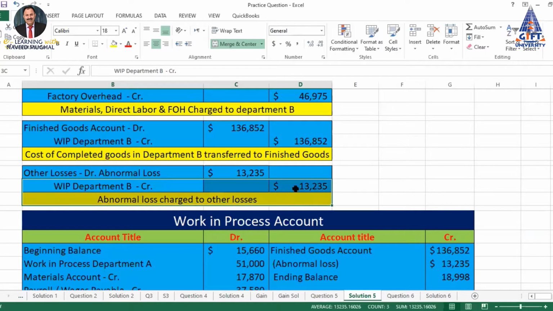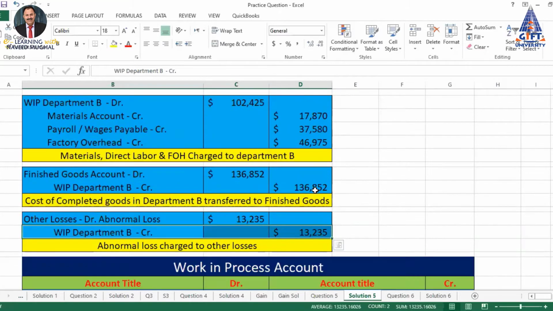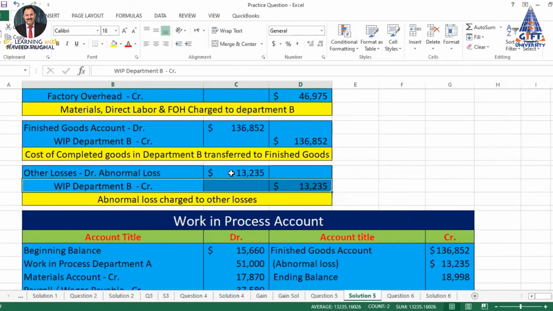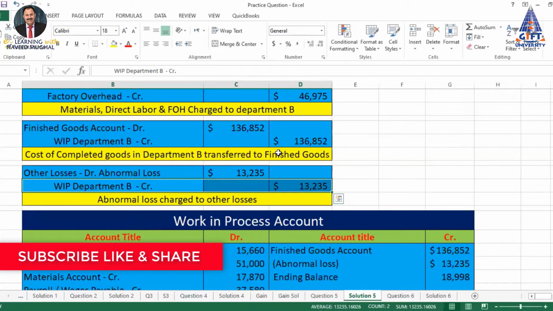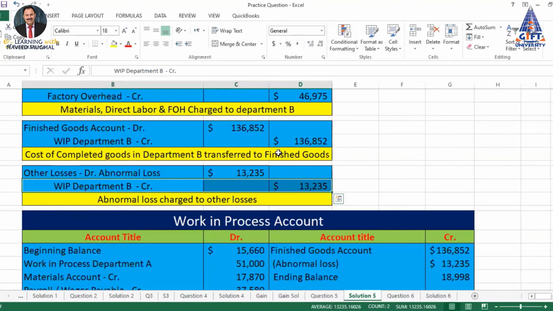We have excluded that cost from work in process department B. It means we have not charged that loss to the good units. But in normal loss, we haven't made any entry because we are not distinguishing that cost from the good unit cost, and we have included that cost in the good unit cost. That's why we do not need to make any entry. Automatically that loss has been included in per unit cost. But the abnormal loss has been separated from our regular production costs. That's why we make this entry separately.